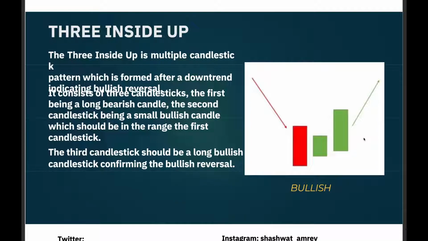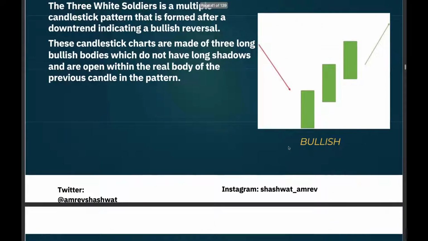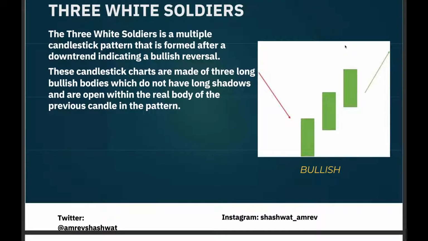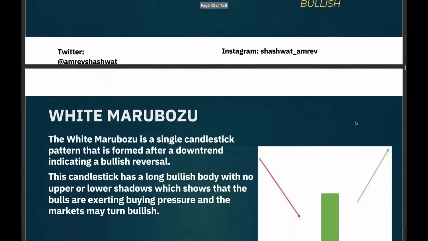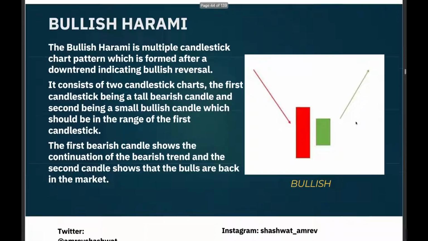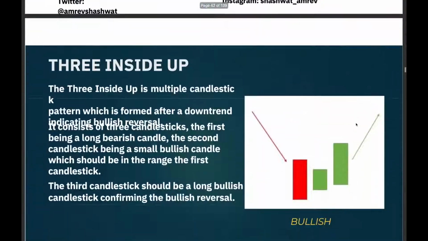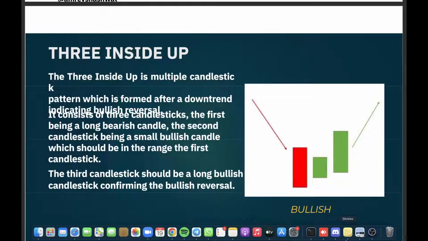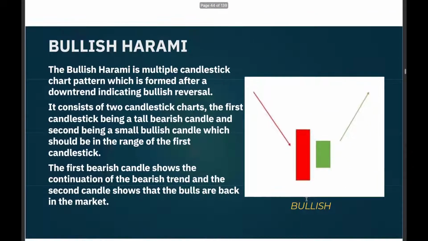For white soldiers, you can just check out there are three big green candles, and you can predict that this is the white soldiers move. And again, these have the accuracy of 70%, not 100%. 100% is nothing in the stock market. It's all about the probability. Now let's come to this three inside up. It's done. It's bullish. Now we have bullish harami.